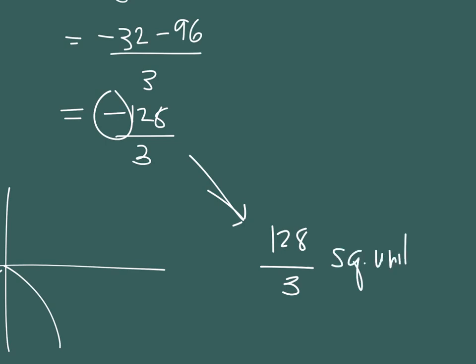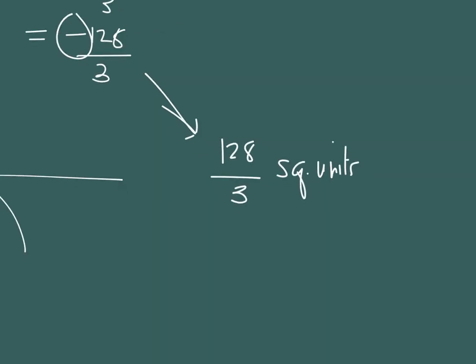Can someone please get the decimal value? 128 over 3. 42.67 square units.